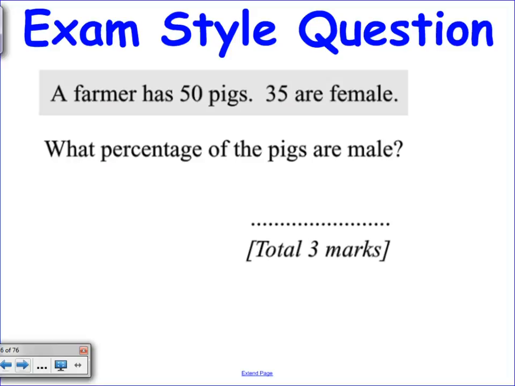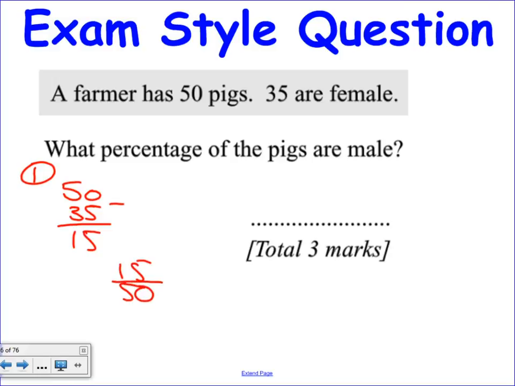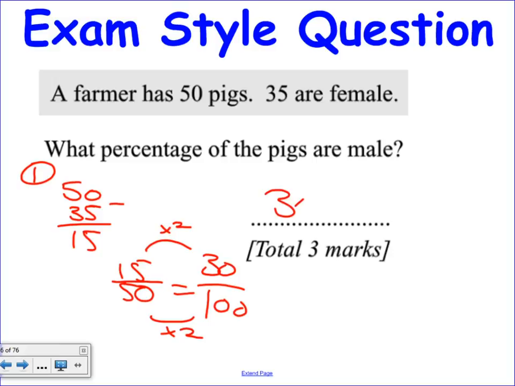Exam question. A farmer has 50 pigs, 35 are female. Read the question. What percentage of his pigs are male? Let's do this. Where shall I start? 50 minus 35, 15. 1 mark. 15 over 50. I want something over 100, so I multiply it by 2. Do the same there. Answer on the answer line. That's a mark, that's a mark, and that's a mark.